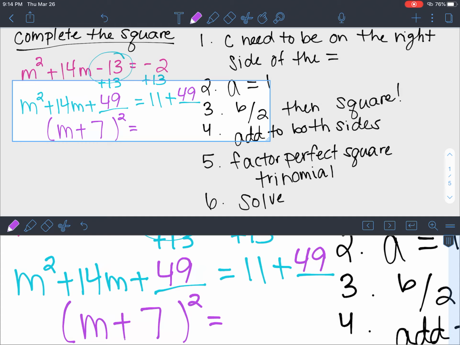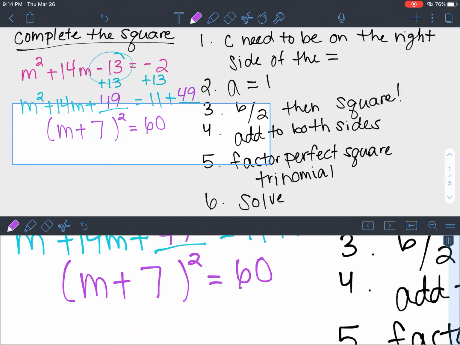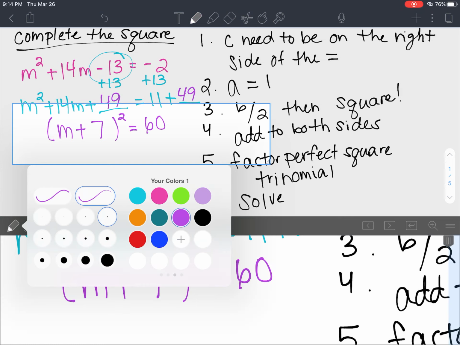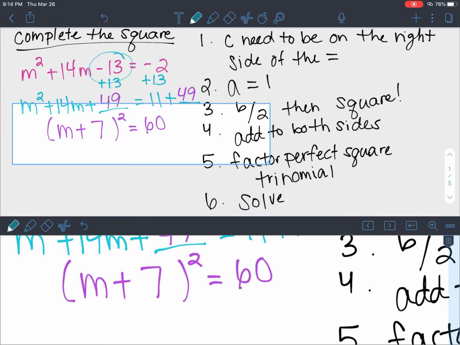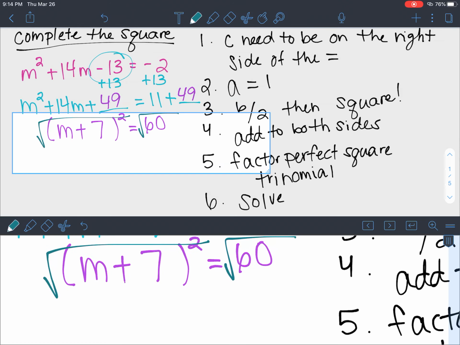And then I'm going to do 49 plus 11, which we're all smart people. 9 plus 1 gives us 10, so we have 60 on this side. So 11 plus 49 is 60. And then we just want to keep solving. If we continue solving here, we're going to square root both sides. On this side, we're left with m plus 7, and that's going to equal whatever the square root of 60 is.